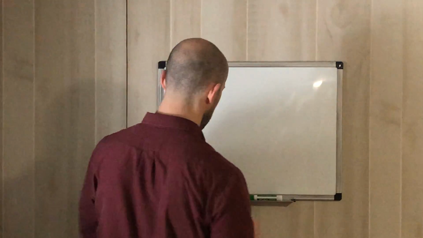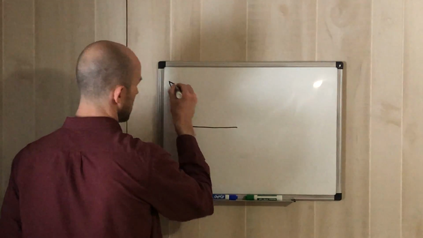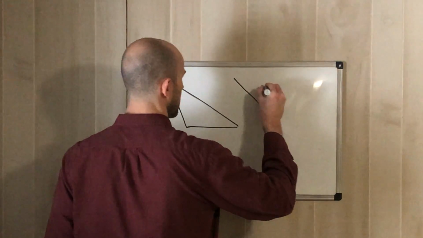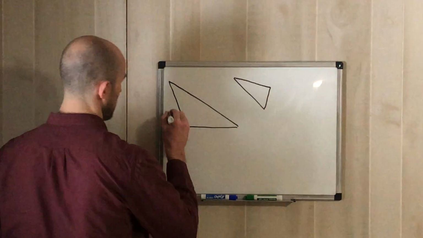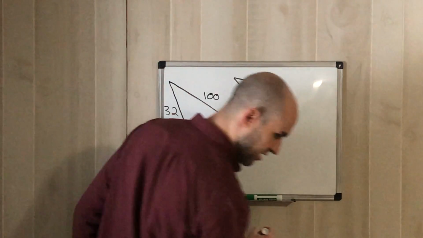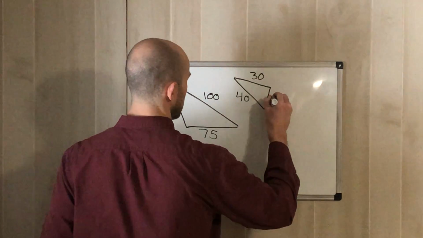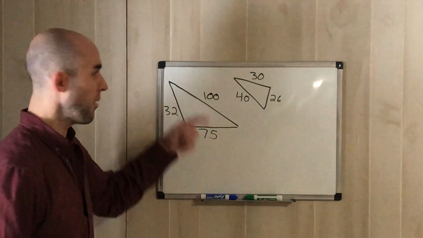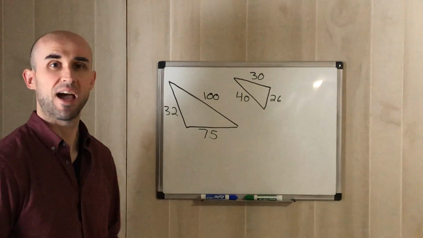The last one now, I want to give you two triangles, right? I'm going to give you this triangle there, and I'm going to give you another one here. Sorry about this, I want to make sure the numbers are right. That's 32, that's 75, that's 100. On the other triangle, it's going to be 40, it's going to be 30, and it's going to be 26, right? So we know that it can't be AA because there's no angles. We know that it can't be SAS because there's no angles. So it's either got to be SSS or not similar.